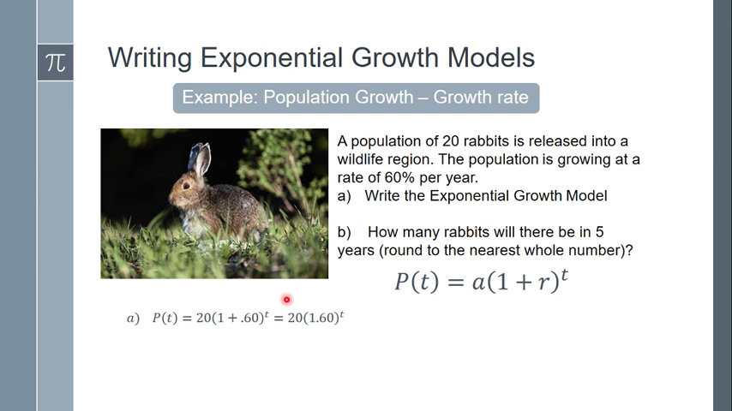So now I could use this equation to figure out how many rabbits there'll be in any given year that I want. In this case, we want to figure out how many rabbits there'll be after 5 years. So I go ahead and replace t with 5 and then solve the equation using a calculator. And we get that there's about 210 rabbits.